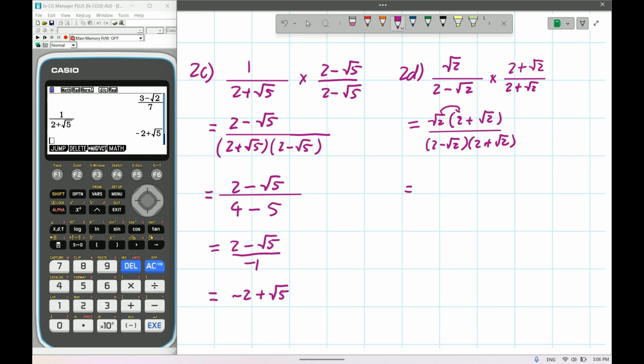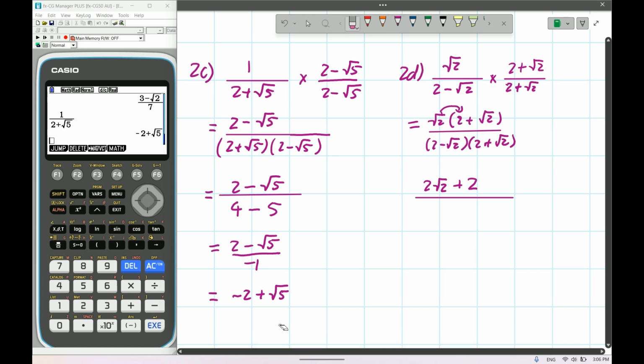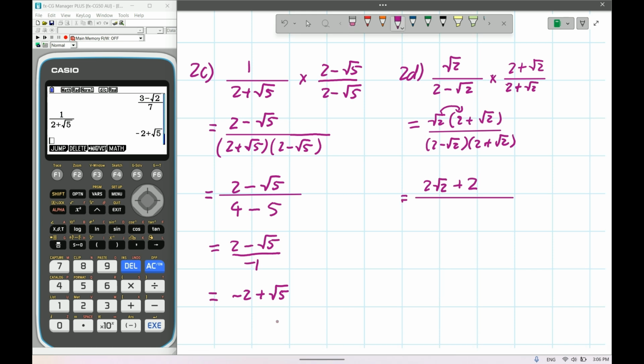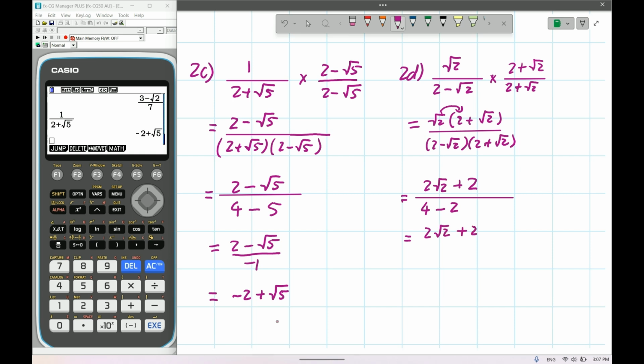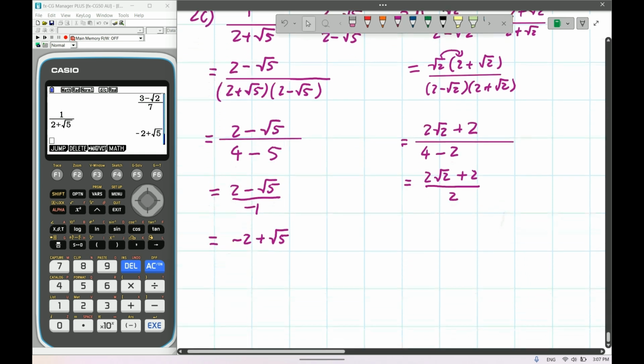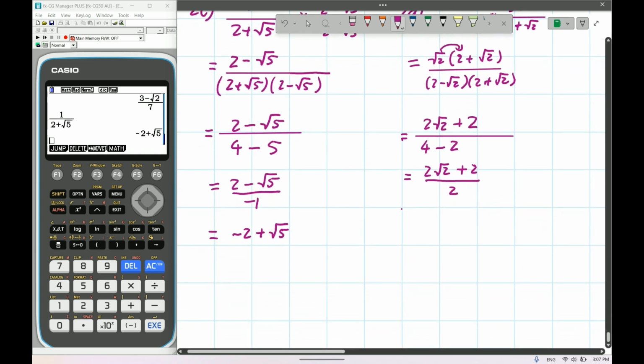So just expanding the top, you would have 2 square root 2 plus, and square root 2 times square root 2 will just make it 2. Cool. And for the bottom, once again, it'll be 4 minus 2. So you're left with 2 square root 2 plus 2 all over 4 minus 2, which is 2. And now we can just cancel off a little bit of things. So you can factorize the 2's out.